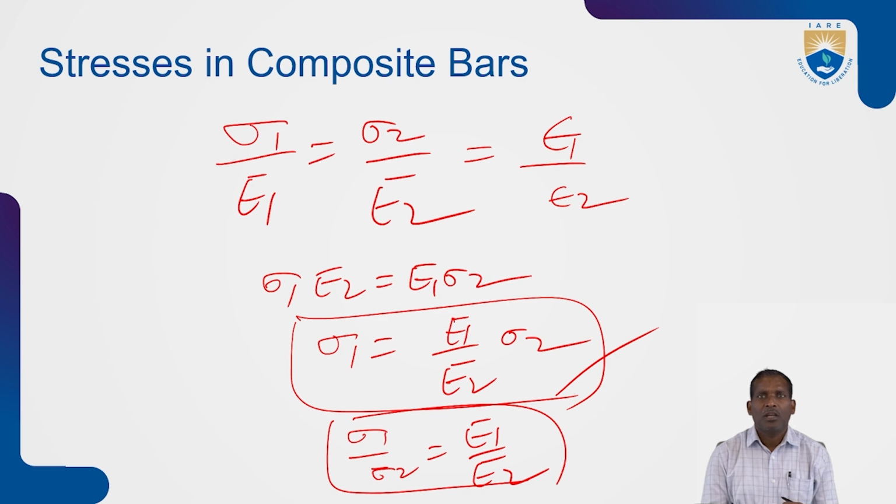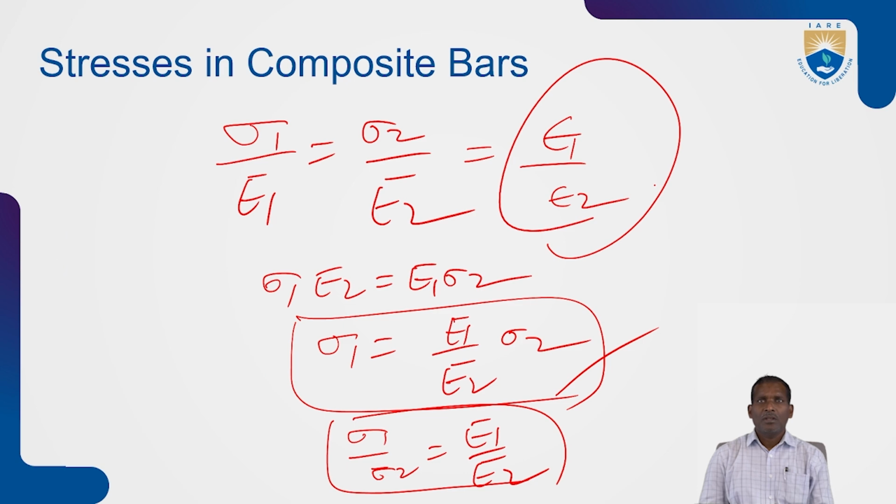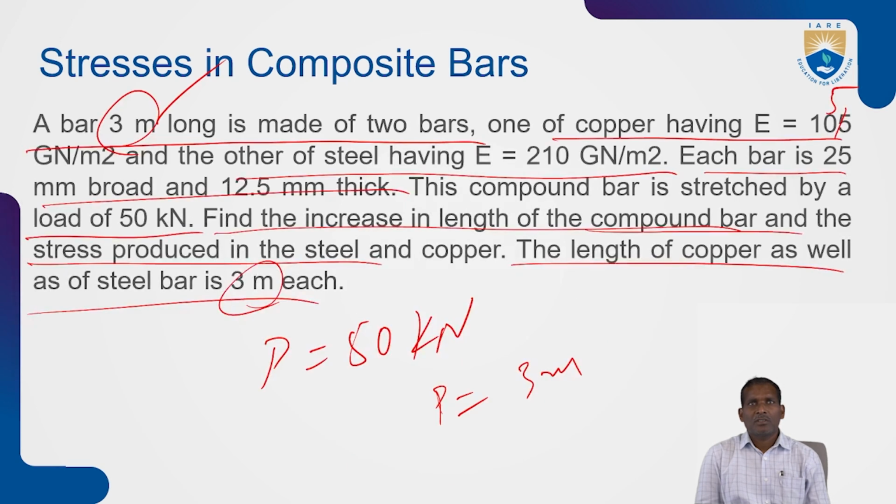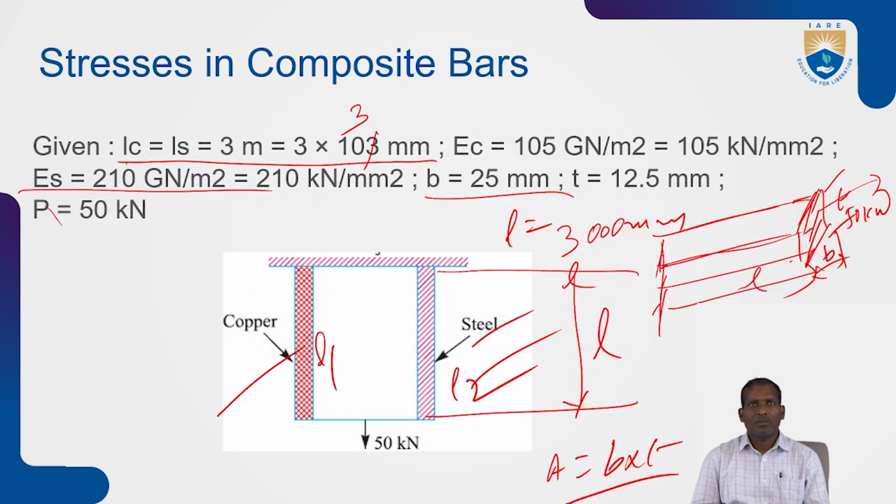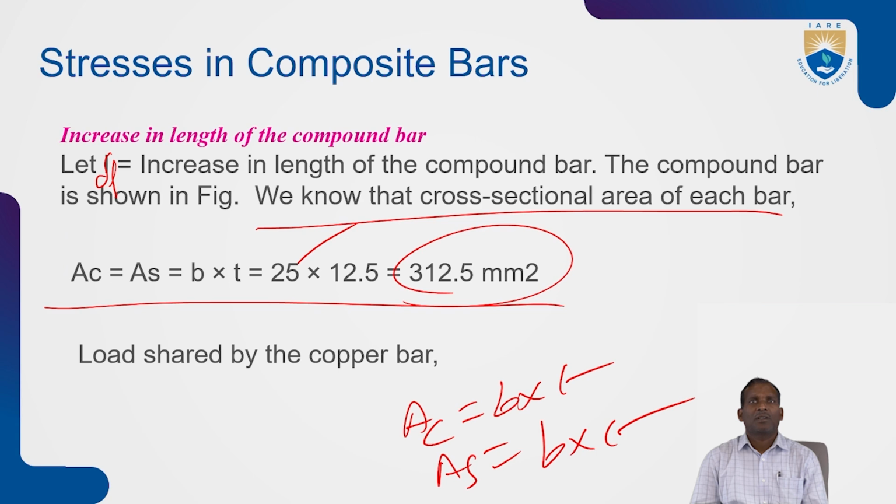Sigma 1 by sigma 2, and then E1 by E2. Similarly, strain is equal to sigma 1 by sigma 2. So already we have solved one problem. In this, we calculated the increase in the length of the compound bar and the stress produced in the steel and copper. The length of the copper also we calculated, as given. So given the data, we have learned how to calculate this type of problem. So the increase in the length of the compound bar is given.